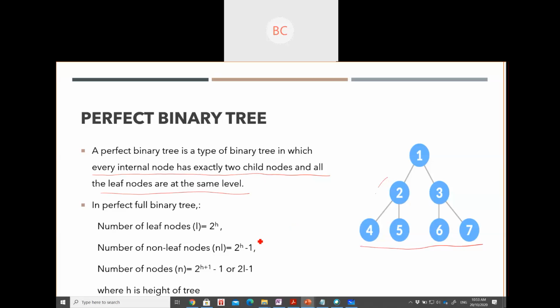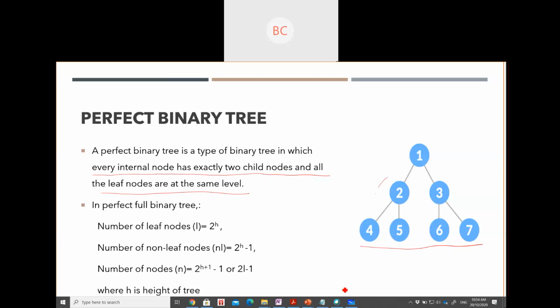Again, it has certain formulas. If you need to find the number of leaf nodes, you can just find 2 power h. h means height. So what's the height of this tree? Yes, correct. So 2 power h, 2 power 2, is 4. So there are 4 leaf nodes.